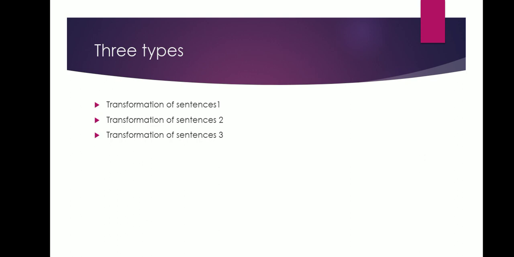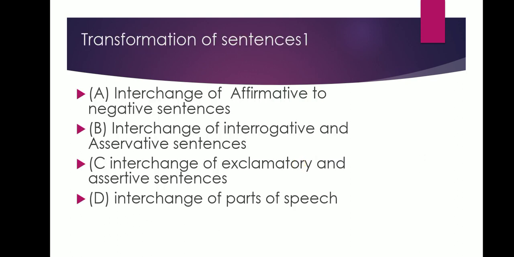Now in transformation of sentences one, what all comes: interchange of affirmative to negative sentences, meaning interchanging an affirmative sentence to negative; interchange of interrogative and assertive sentences; interchange of exclamatory and assertive sentences; and then interchange of parts of speech. These four sets come in transformation of sentences 1.